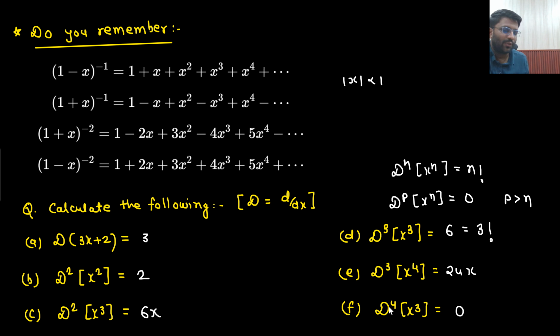Sir, you differentiate x cube 4 times. What is the answer? 0. If you differentiate x cube 5 times, what will be the answer? 0. If you differentiate x cube 6 times, what will be the answer? That will also be 0 only. Because sir, when I am differentiating 3 times, I am getting a constant value. What is the differentiation of a constant? That will be 0 only.